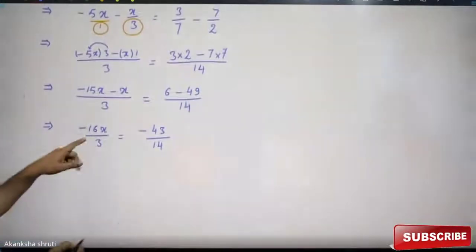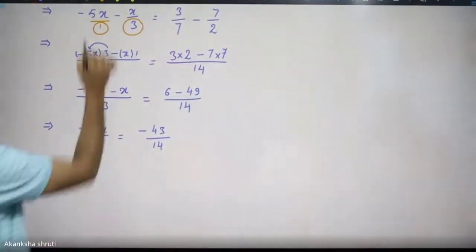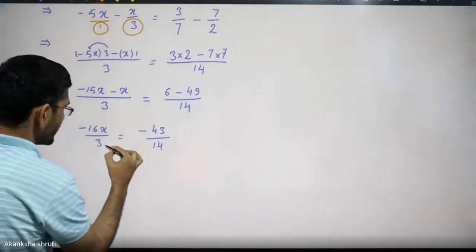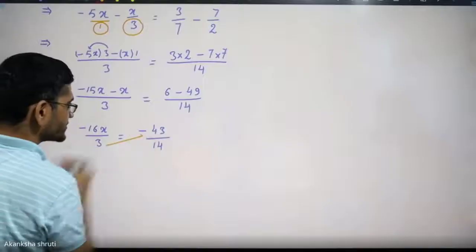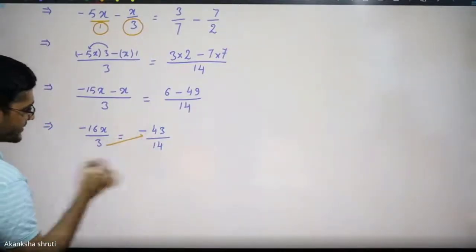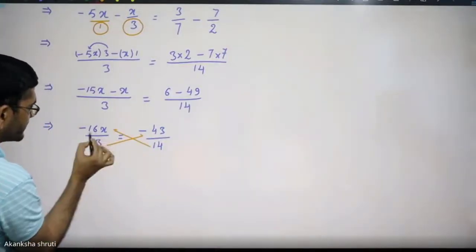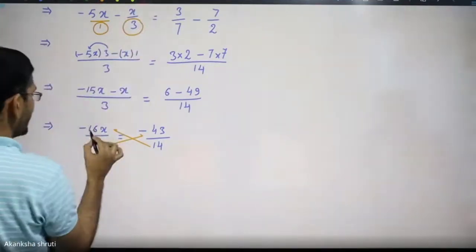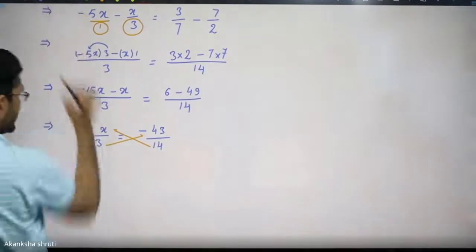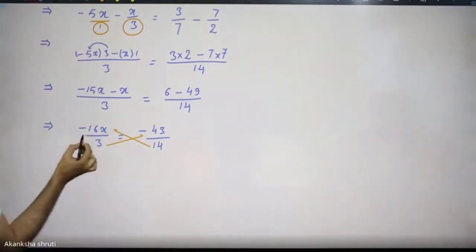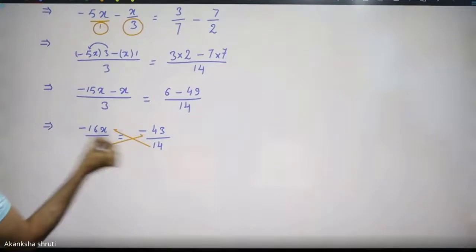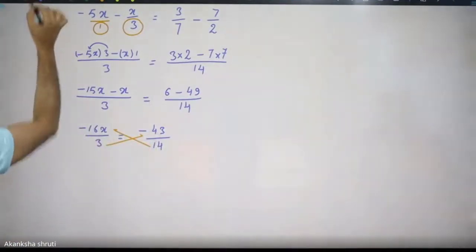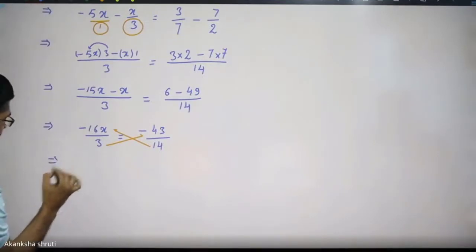Now still this is in the form of a by b and c by d. So what we need to do? We need to multiply this 3 with this 43 and this 14 with this 16. Again, we are applying the cross multiplication rule here. Students, a better way is that this negative and this negative can be cancelled, or if you have doubt, you may carry it for one more step.